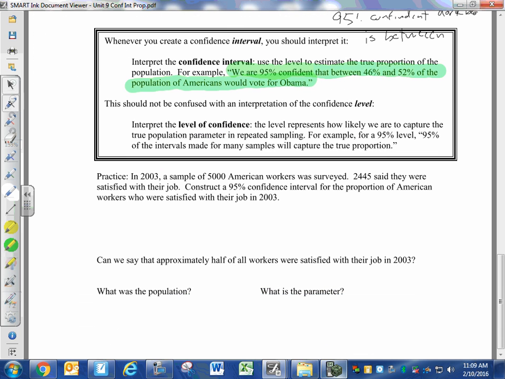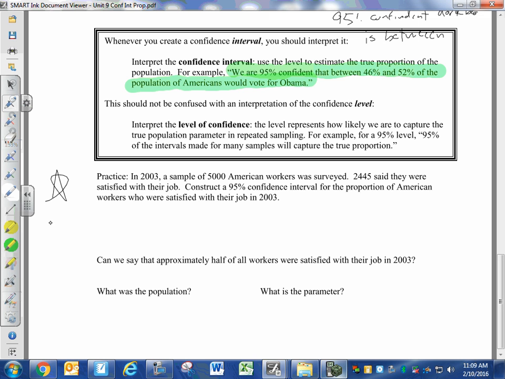Okay. Here we go. Let's practice doing a confidence interval. And then we'll start our homework. 5,000 American workers surveyed. 2,445 said they were satisfied with their job. We want a 95% confidence interval.